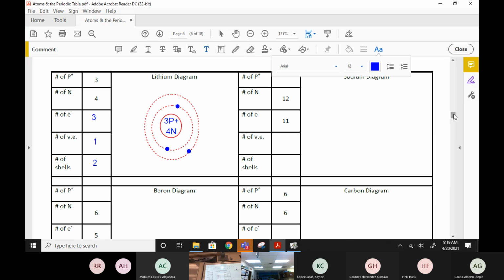How are we doing out there? Just 2. Show me what you did for sodium. 8 and 1. 2, 8 and 1. Working from the inside out for sodium. Say it.